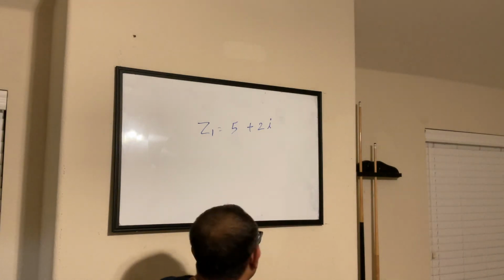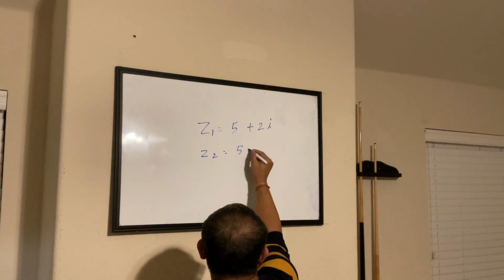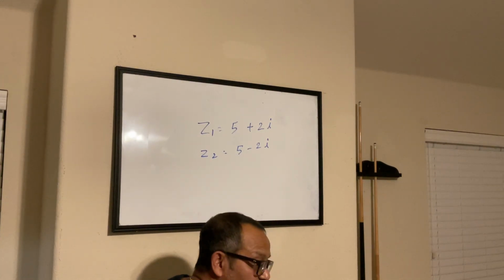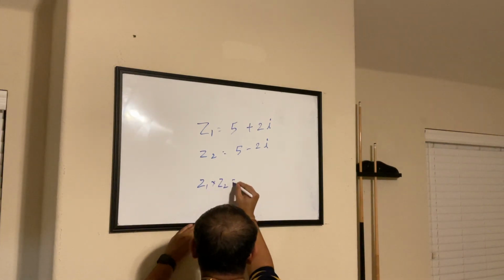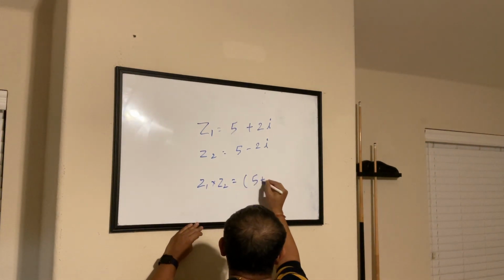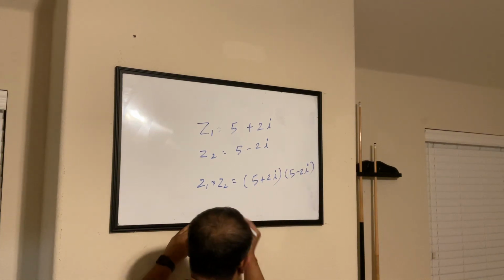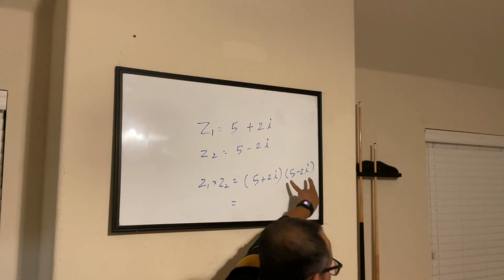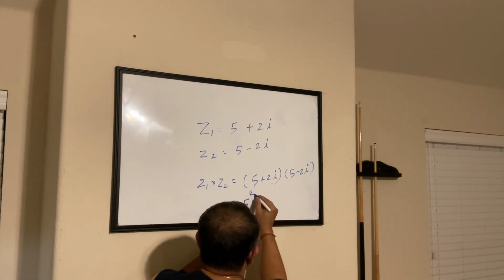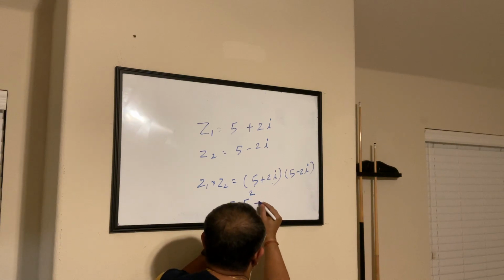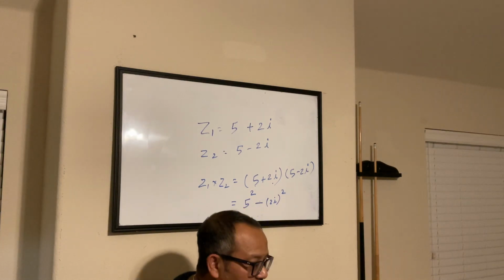So let me force myself and say I have a complex number 5 plus 2i. And then, obviously the conjugate of that will be 5 minus 2i. What actually happens when you multiply two conjugates? If I have z1 and z2, when I multiply them, it becomes (5 plus 2i) into (5 minus 2i). And now it is (a plus b) into (a minus b). That becomes a square minus b square. So 5 square minus (2i) square. This part is clear so far?